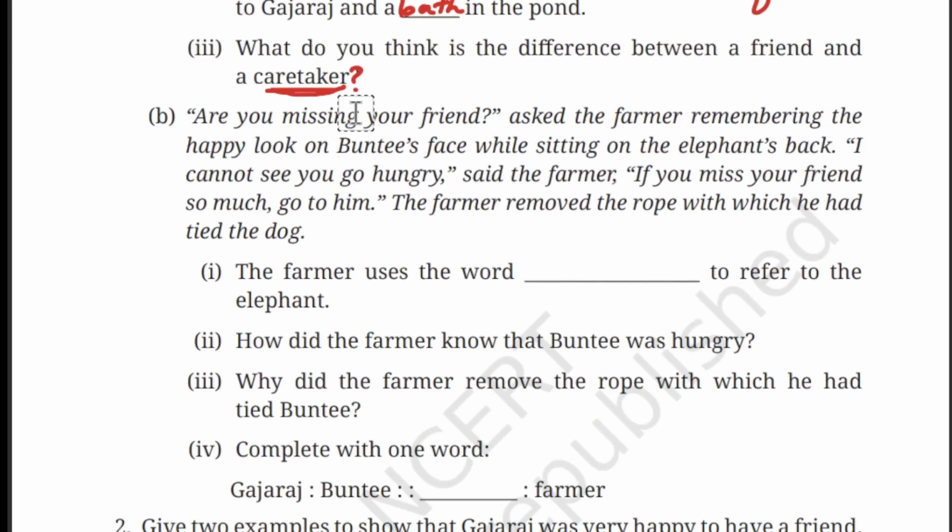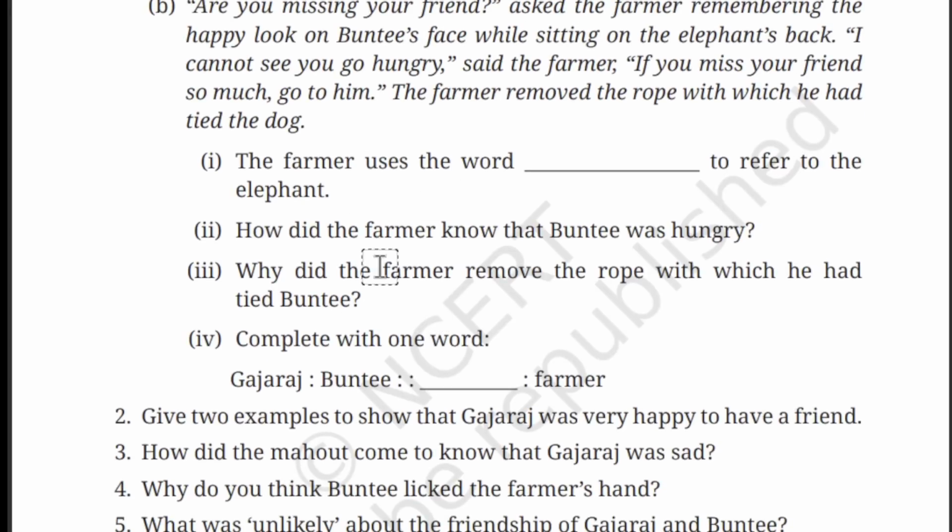So, are you missing your friend? asked the farmer, remembering the happy look on Bunty's face while sitting on the elephant's back. I cannot see you hungry, said the farmer. If you miss your friend so much, you go to him. The farmer removed the rope with which he had tied the dog. Okay, based on this, we have a few questions also.